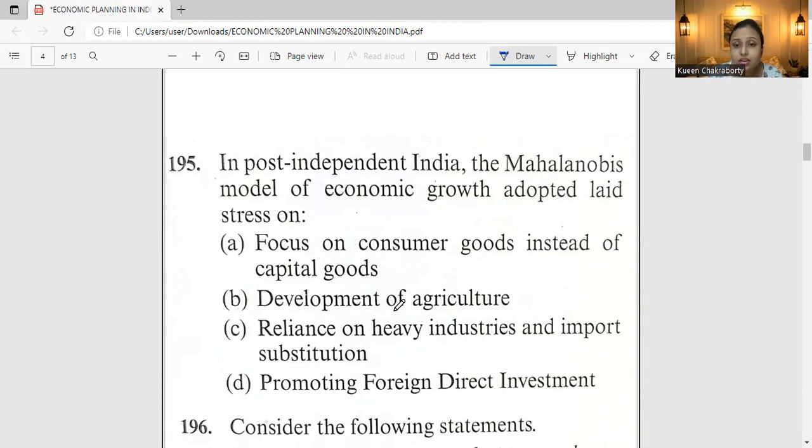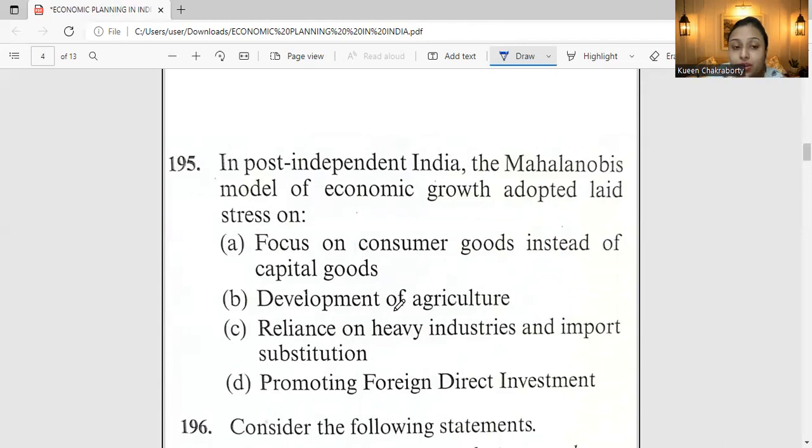in post-independent India, the Mahalanobis model of economic growth adopted laid stress on, firstly, focus on consumer goods instead of capital goods, development of agriculture, reliance on heavy industries and import substitution, promoting foreign direct investment. Okay. So see, during the formulation of the second 5-year plan, since we are talking of the 5-year plan, we'll come to the discussion of the second 5-year plan.